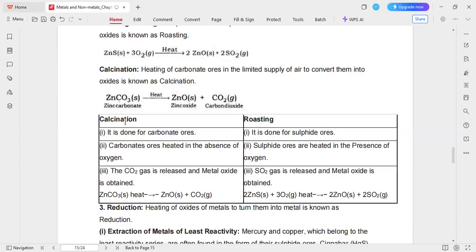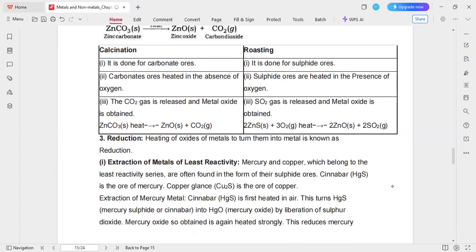In calcination, carbonate ores are heated in the absence of air. In roasting, sulfide ores are heated in the presence of air. In calcination, CO2 gas is released and metal oxide is obtained, like zinc carbonate heated gives zinc oxide plus carbon dioxide. In roasting, sulfur dioxide gas is released and metal oxide is obtained, like zinc sulfide plus oxygen gives zinc oxide plus sulfur dioxide. Next, reduction.